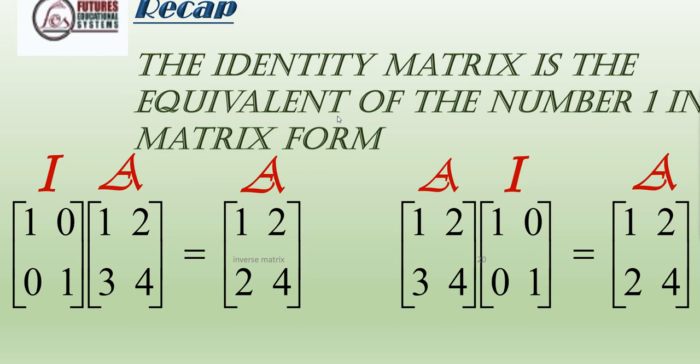The identity matrix is the equivalent of the number 1 in matrix form. If we multiply the identity matrix by matrix A, we get matrix A. And if we multiply A by the identity matrix, it gives the same matrix A. From the beginning, I by A equals matrix A, or A by I equals the same matrix A.